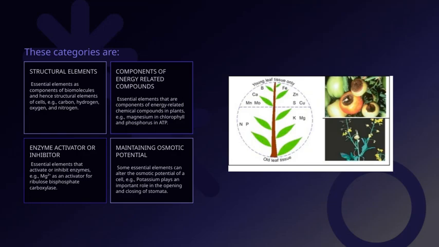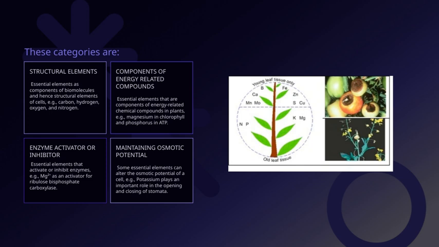Now, let's talk about some essential elements that can influence the osmotic potential of a cell. For example, potassium plays a crucial role in the opening and closing of stomata, which are vital for gas exchange and water regulation in plants. This shows how specific elements can directly impact cellular functions.